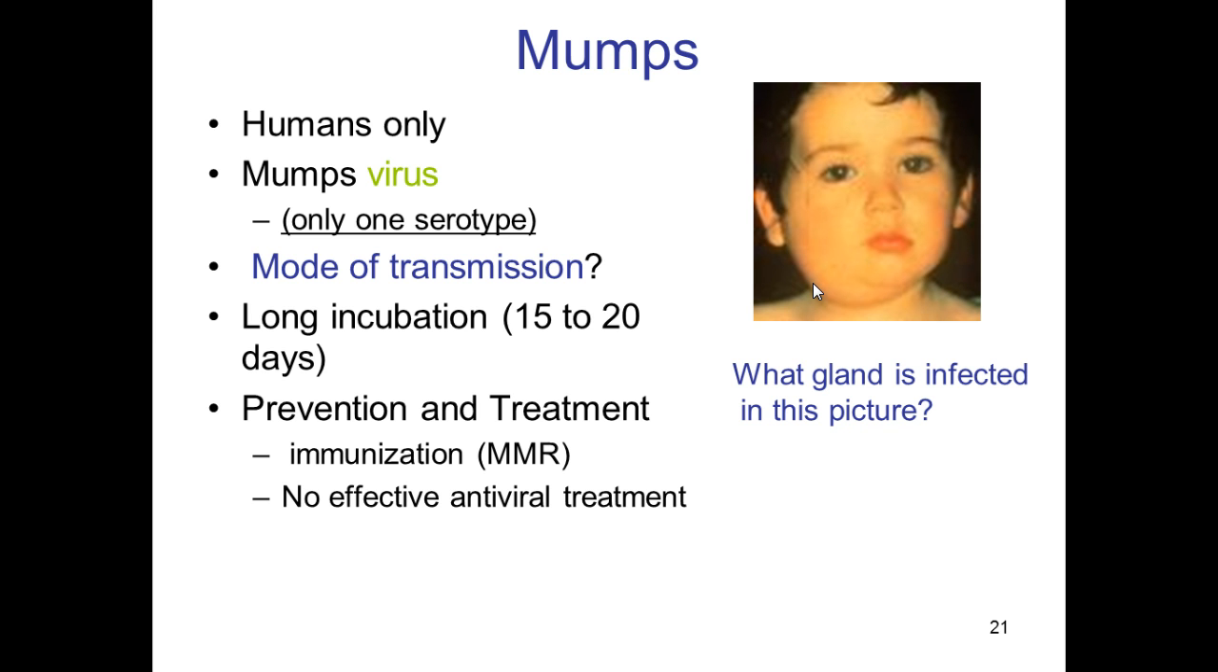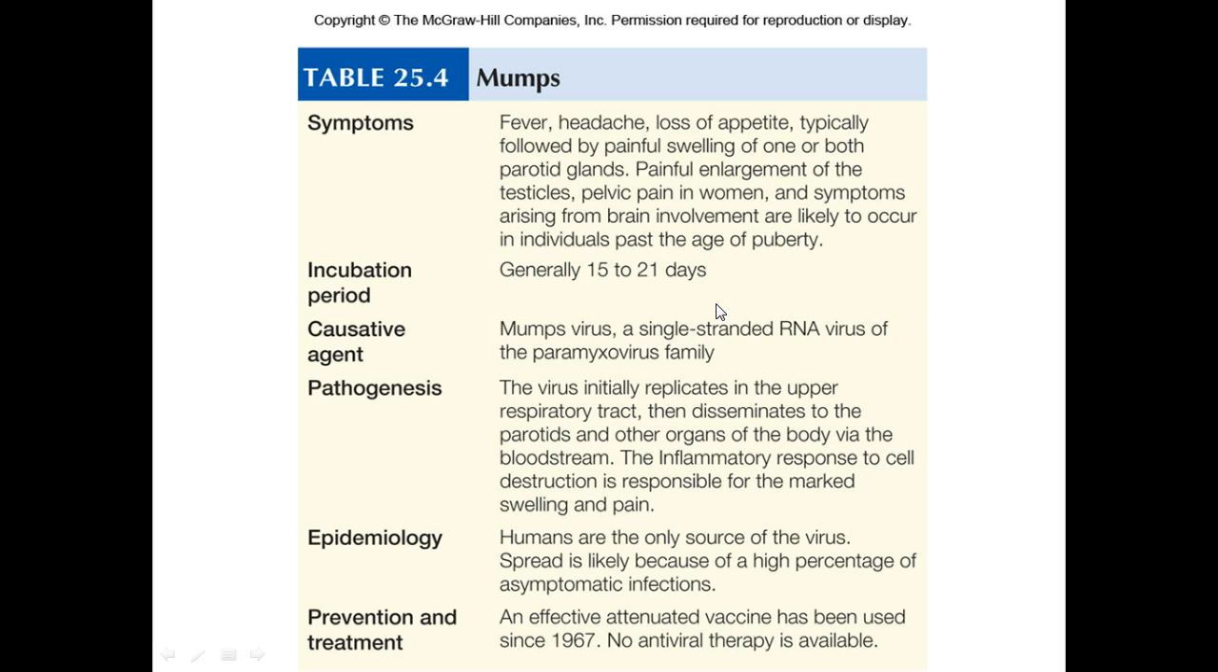This one targets your salivary glands, right? And there's a salivary gland on the side of your face near your ear called your parotid. The virus initially replicates in the upper respiratory tract, then disseminates to the parotid or other glands of the body via the bloodstream. The inflammation response to cell destruction is responsible for the marked swelling and pain that individuals experience.